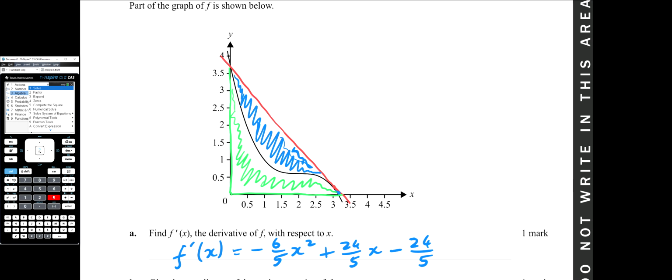Right, so menu 3, 1. We're going to take 19 over 5 minus 6 over 5x, that was the equation of the tangent, equals 0, comma x. And there we have it: x equals 19 over 6. So that point there is 19 over 6, comma 0.